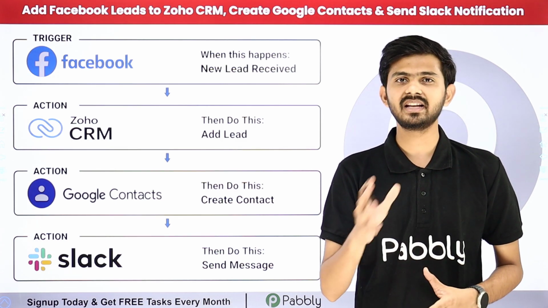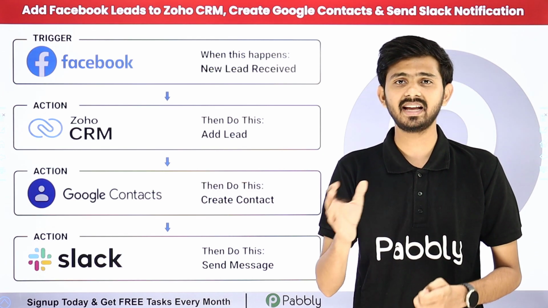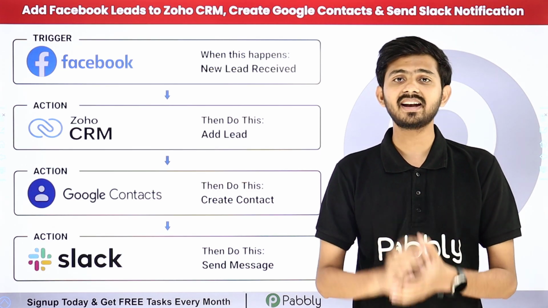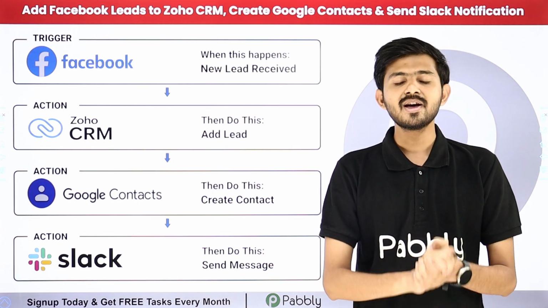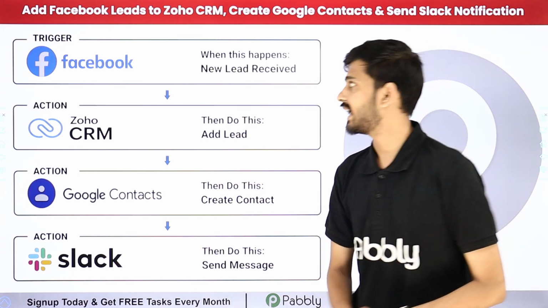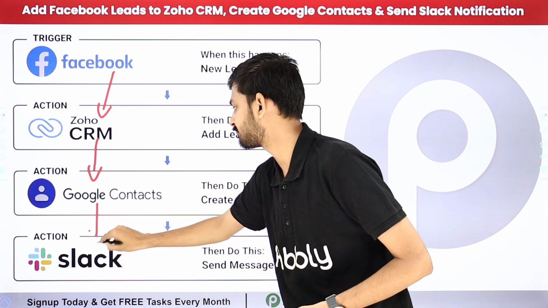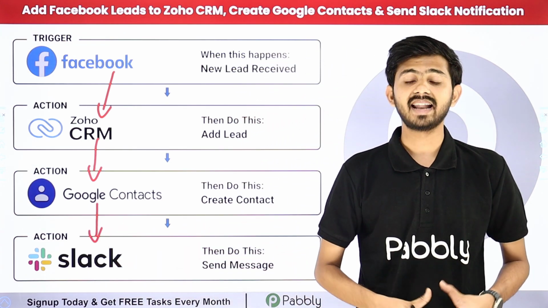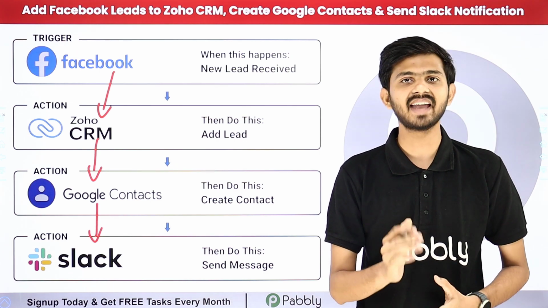So after adding my lead in Zoho CRM, I want to create a new contact in Google Contacts with that lead's details. And after creating that contact, I want to send a notification message to my team on Slack. So for my objective, I have to build a connection between Facebook lead ads, Zoho CRM, Google Contacts and Slack. For building this connection, I'm going to use Pabbly Connect, which is an amazing software for automation and integration.